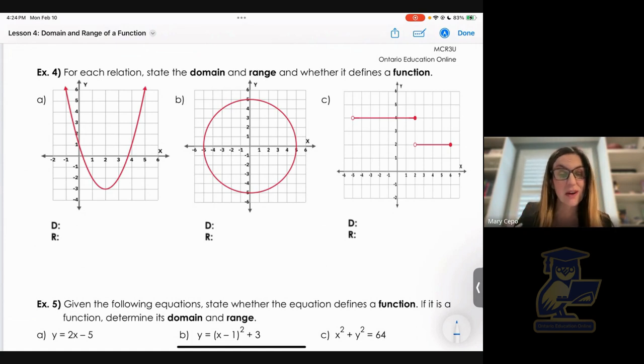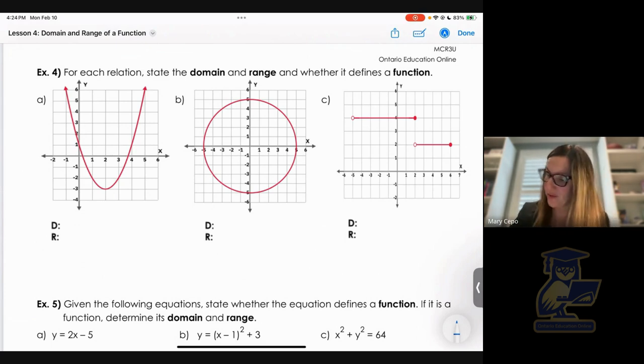So again, a recap, vertical line test: we would take a vertical line all across our relation from our graph and see, does it intersect the vertical line more than once? If it does, it is not a function. If it intersects it only once, then we know it is a function.